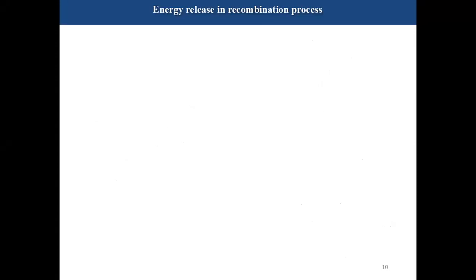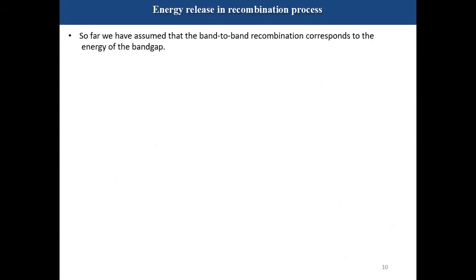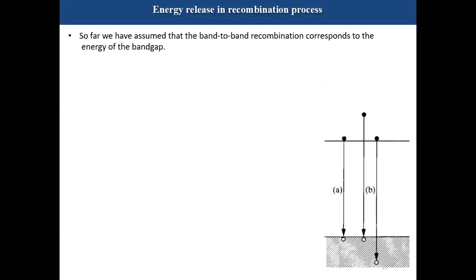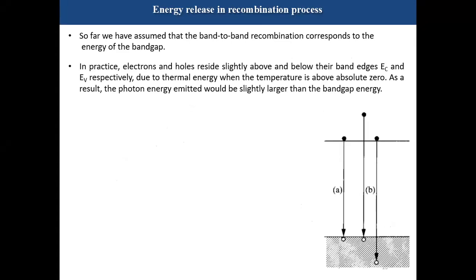Now, if we have to define the energy released during the recombination process, we assume that the band-to-band recombination corresponds to the energy of the band gap. In practice, the electrons and holes reside slightly above or below their band edges on the conduction and the valence band respectively, due to thermal energy when the temperature is above absolute zero. As a result, the photon energy emitted would be slightly larger than the bandgap energy.